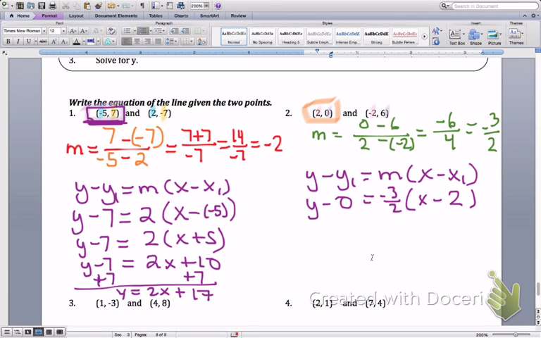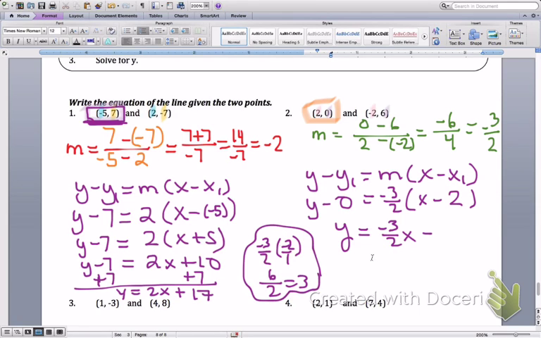Now I'm just going to go ahead and simplify this all the way through. Y minus 0 is just y, so y is by itself. Distributive property: negative 3/2 times x is negative 3/2 x, minus 3/2 times 2. I'll do this on the side, in case you want to see, times negative 2. So we put it over 1. 3 times 2 is 6, over 2, which gives me 3. So when I do the distribution, we get a positive 3. And I'm done with that one.